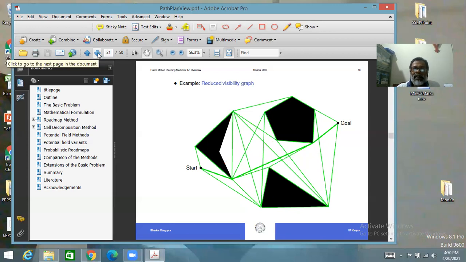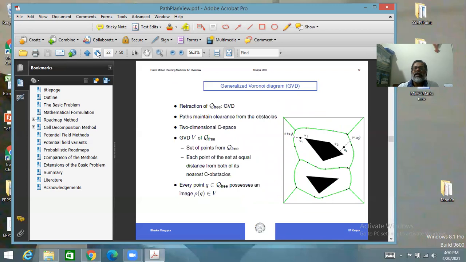Much less clutter. That means the graph will be much smaller. The search will be faster. Okay. So this is basically in a way the same thing as the visibility graph, a little more efficient. Then we have something called the generalized Voronoi diagram. Okay. And this also operates on only 2D space.